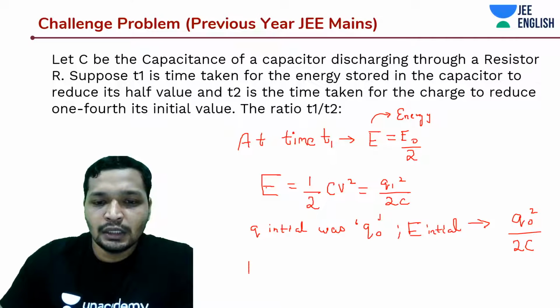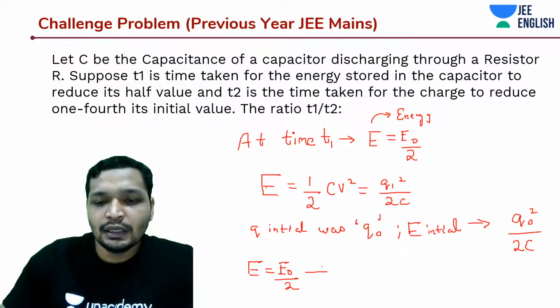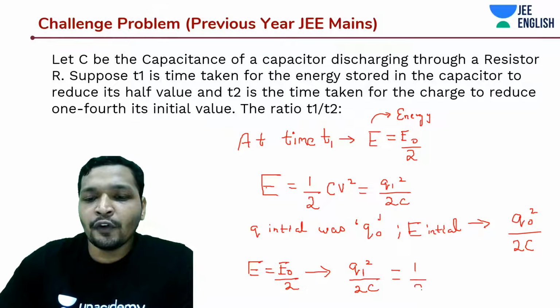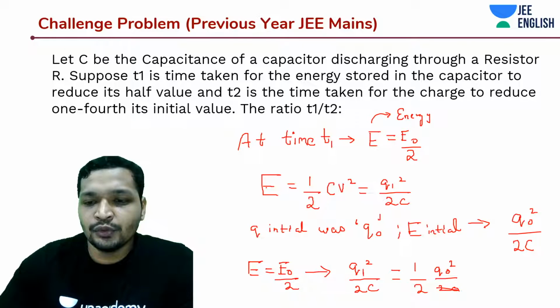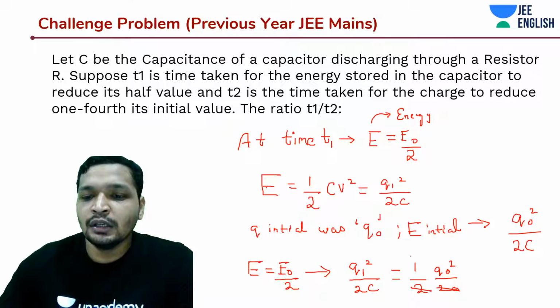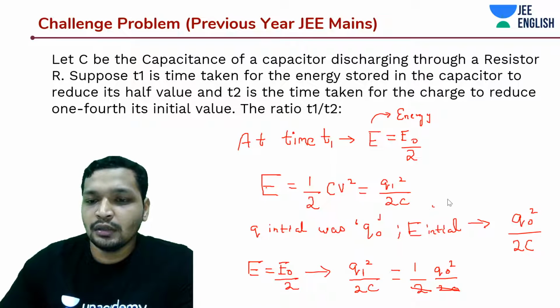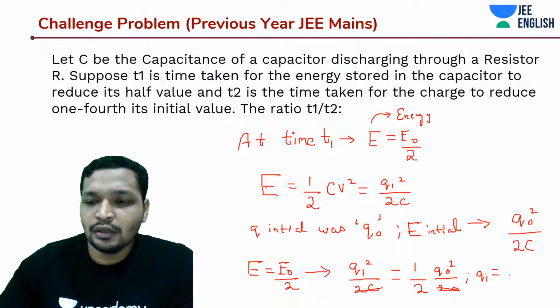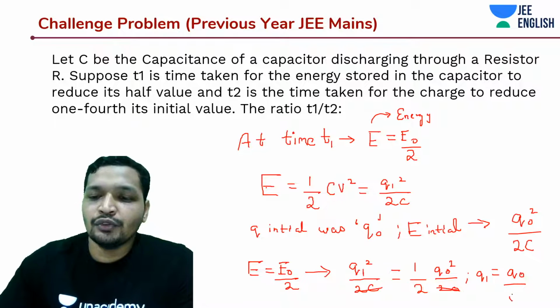Half of it, E is equal to E0 by 2, which implies Q1 square by 2C is equal to half of Q0 square by 2C. Okay, there would be a 2, sorry, this 2 would be there. 2C would get cancelled, and Q1 is finally Q0 under root 2. That's it.